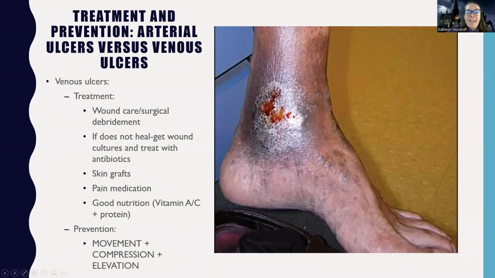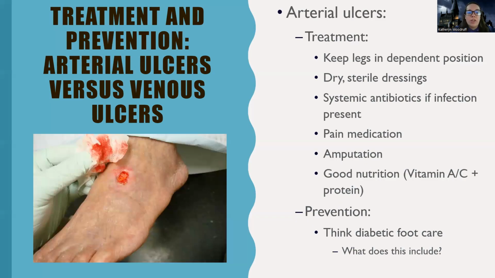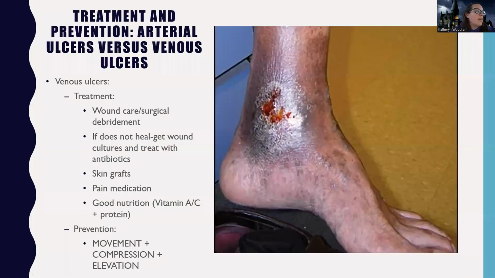On the other hand, this is that browning I was talking about with the venous ulcers. You can see the difference here. Look at how nice and clean and round those edges are versus this one. It's kind of all over the place. So for these patients, because their wounds are a little more irregular, they may need some extensive wound care or debridement. If it doesn't heal, we'll get wound cultures and treat with antibiotics, but usually we worry a lot more about infection with arterial versus venous. They may need skin grafts, which is where we take skin from somewhere else in the body to replace the skin, because they can have really bad skin damage with these. Of course, pain medicine and good nutrients.